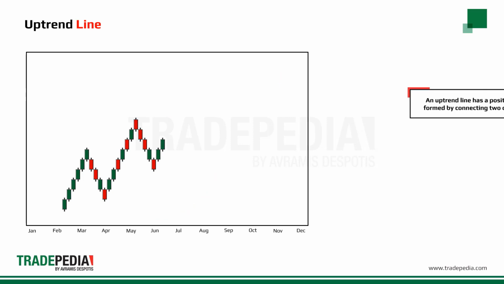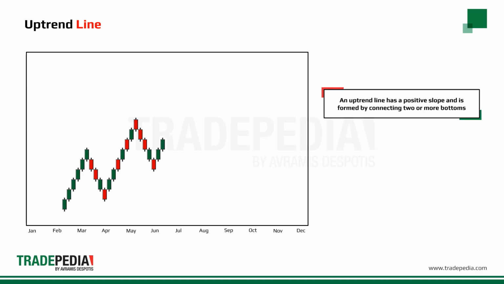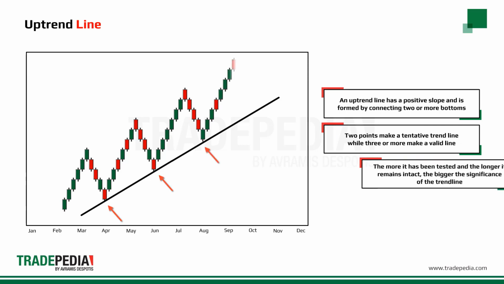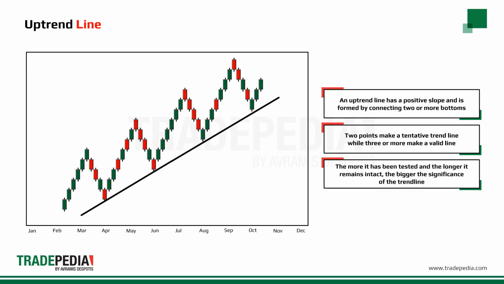An uptrend line has a positive slope and is formed by connecting two or more bottoms and extends into the future to act as a line of support. 2 points make a tentative trend line, while 3 or more make a valid line. The more it has been tested and the longer it remains intact, the bigger the significance of the trend line.